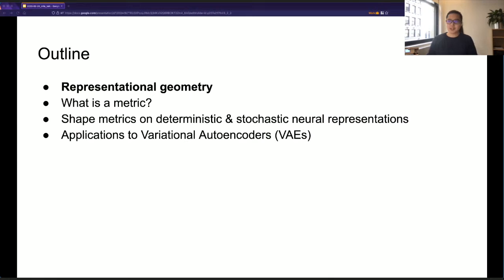So the outline of my talk today will be about representational geometry in neural representations and how to compare them. First I'll talk about what representational geometry means. Then I'll go into formalisms of what a metric is, and then describe methods recently proposed by us called shape metrics on deterministic and stochastic neural representations. And then I'll finish it off with a fun little application I did with variational autoencoders.